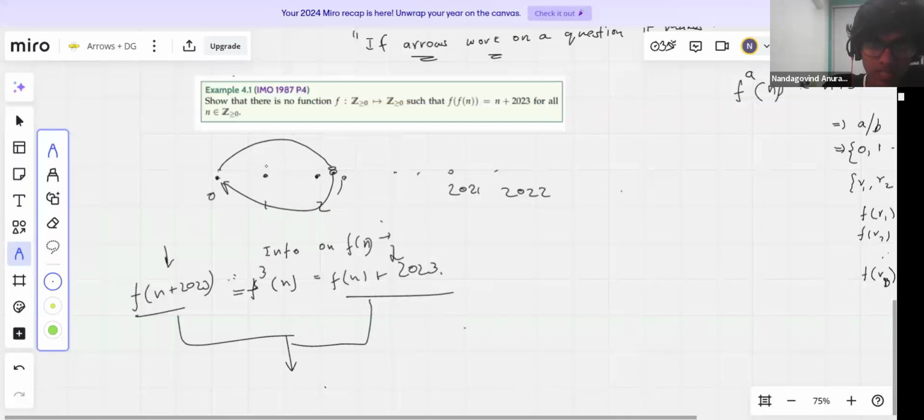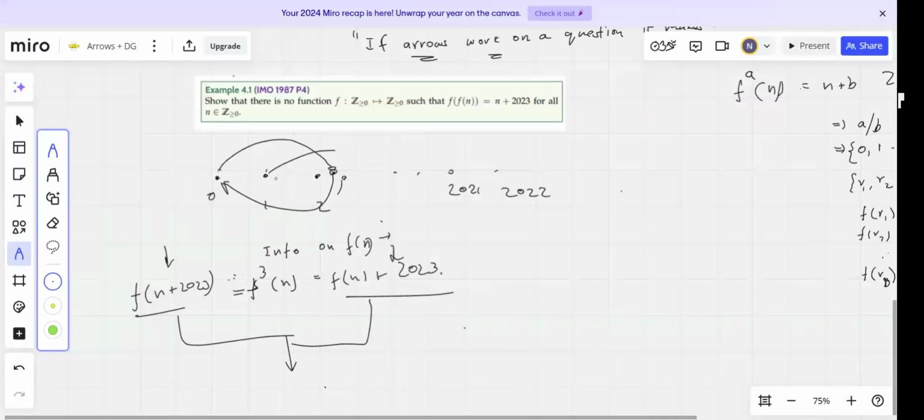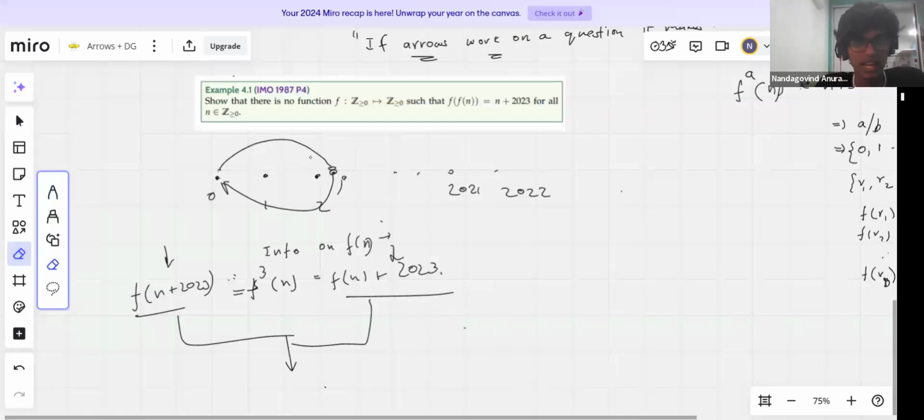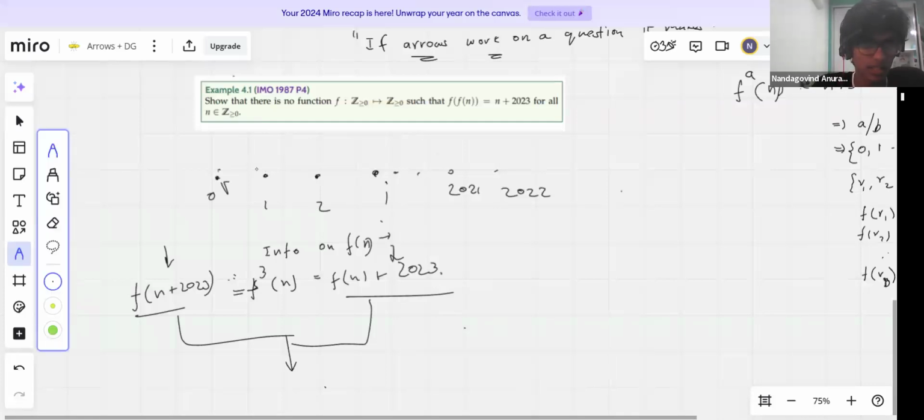Does 1 similarly have to map to some j? How did you get that cycle from 0? No, it's I. This is just some vertex here, which I'm calling I. Okay, now f of 0 is I modulo 2023.